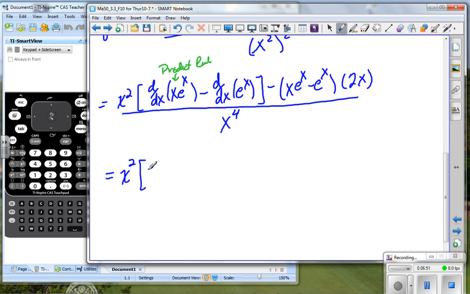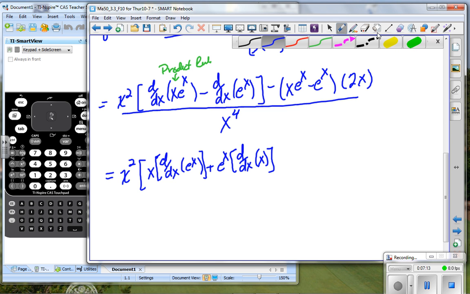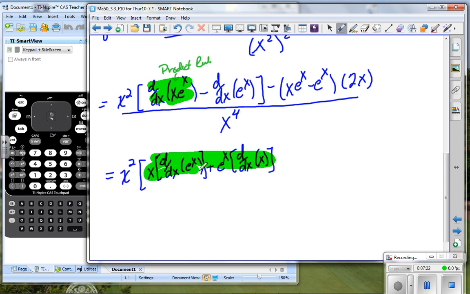Okay, so this is going to be the first term times the derivative with respect to x of e to the x, plus e to the x times the derivative with respect to x of x. Okay, and that's this piece. Let me go ahead, since I have that in green already. This piece right here, I have to use the product rule, and everything in here now is that product rule. First term times the derivative of the second term plus second term times the derivative of the first term.